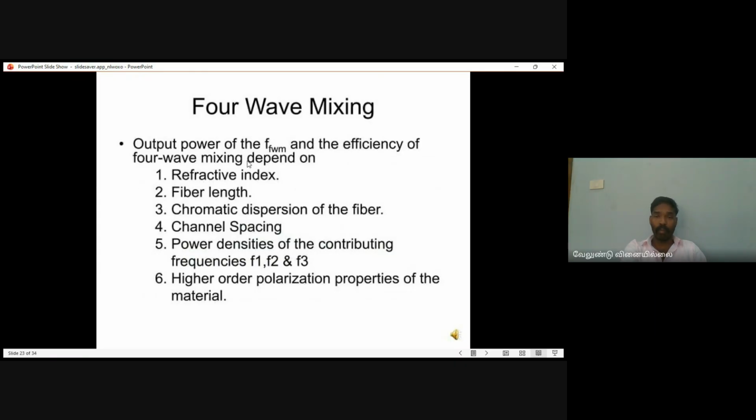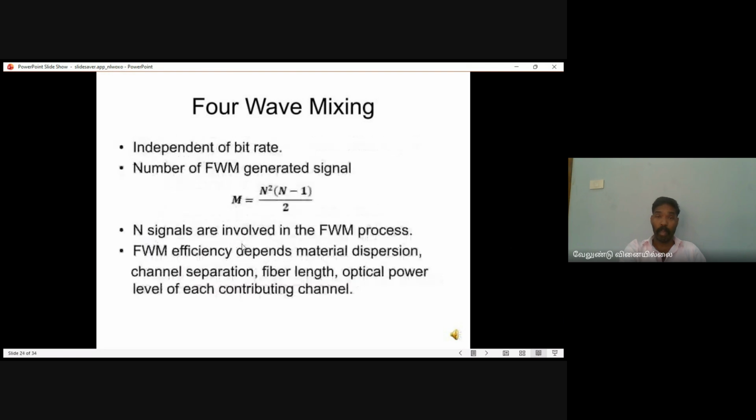So the output of the FWM efficiency depends upon refractive index, fiber length, chromatic dispersion, channel spacing, power densities, higher order and polarization properties of the material. So this is the dependency of four-wave mixing. And in four-wave mixing, the number of generated signals M is equal to N squared into N minus 1 divided by 2. This is the formula for how many are generated. The N signals are involved in the FWM process.